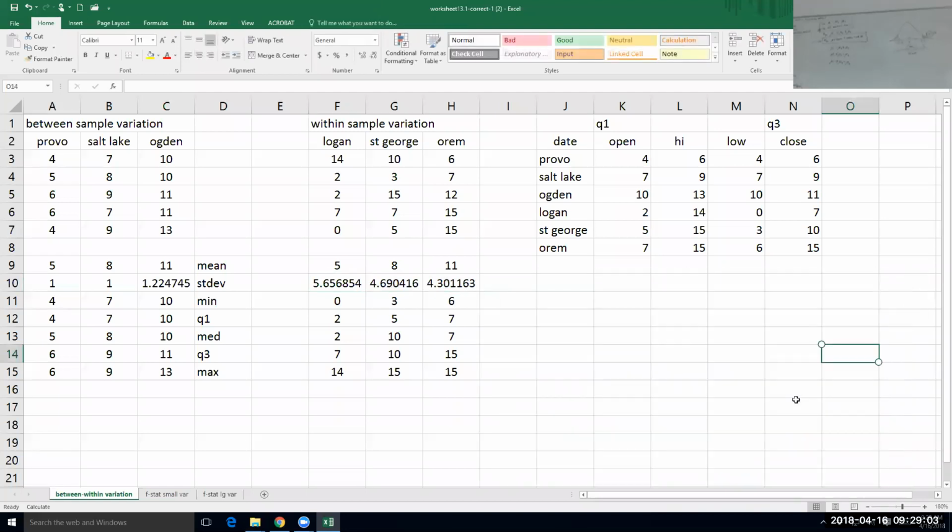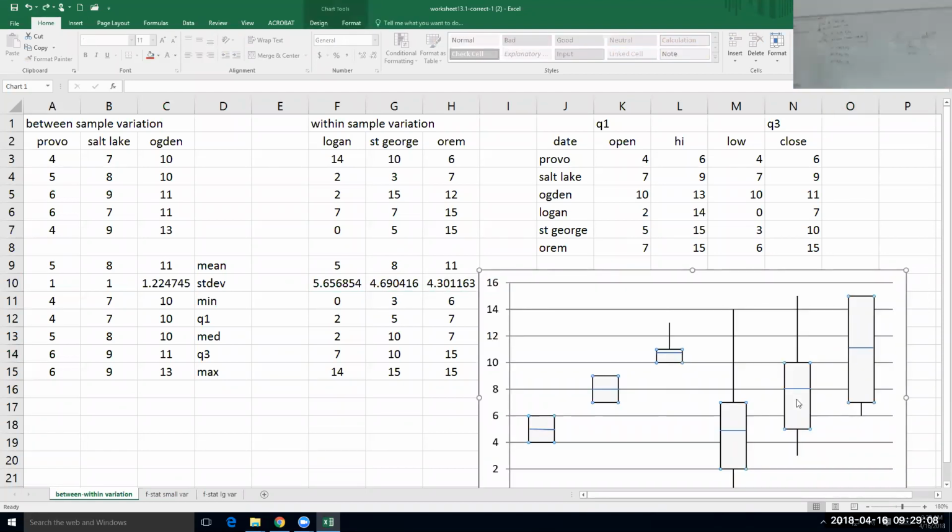Oops. Do that. There we go. Control Z, undo.